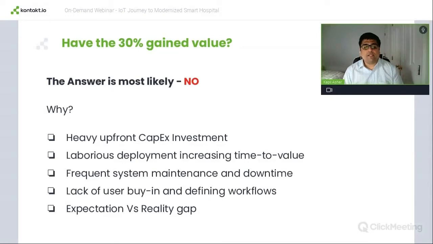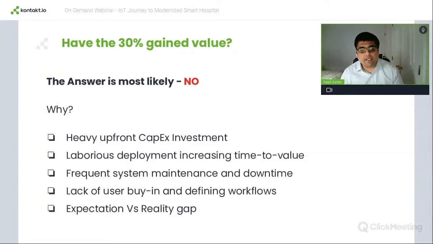I've also seen operational issues, where there is a lack of buy-in from end users. The workflows are not correctly defined. The end users don't know why they are getting a system like this, and they don't have the right training in using it in the appropriate manner.